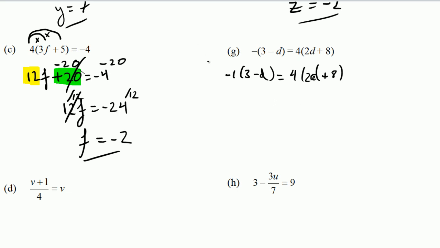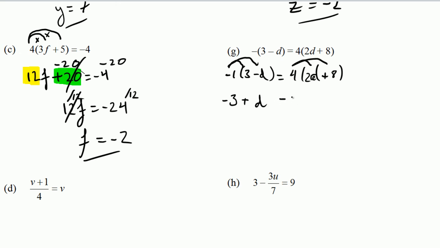So we want to do the same thing as before. We want to multiply that and that, and that and that, and we want to multiply this and this, and this and this. So anytime there's a number in front of a bracket, that's what we do. So negative 1 times 3 is negative 3. Negative 1 times negative d, well, we have a negative and a negative, that makes a positive. And 1 times d, well, 1 times anything is whatever you're multiplying the 1 by, so we should get d.